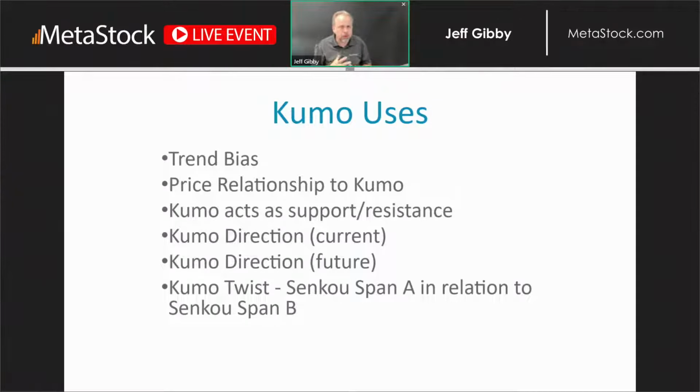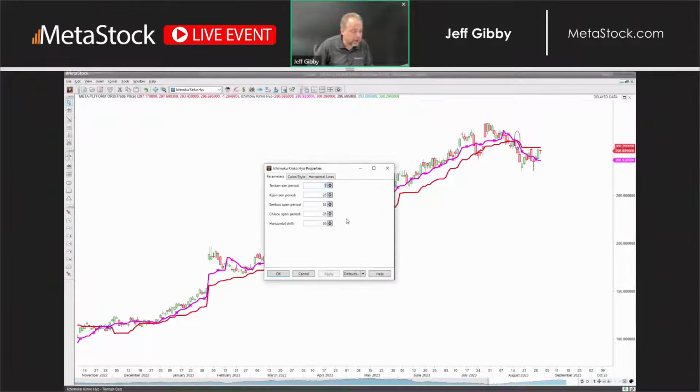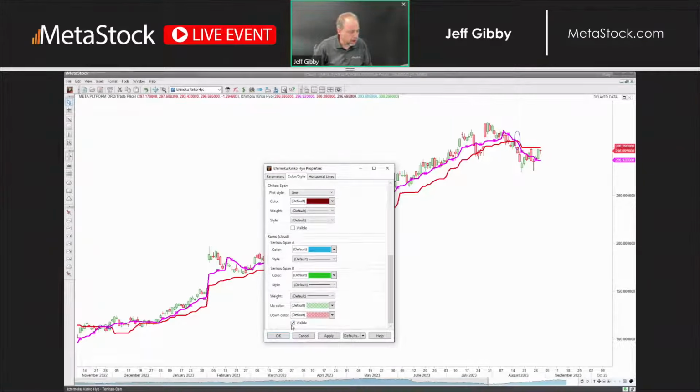So let's go through these one at a time in MetaStock and show you how you can read these. Okay. So let me go back into the MetaStock. I'm going to double click on these indicators and turn back on Senkou Span A and Senkou Span B. So I'm just going to double click in here. I'm going to make it visible.